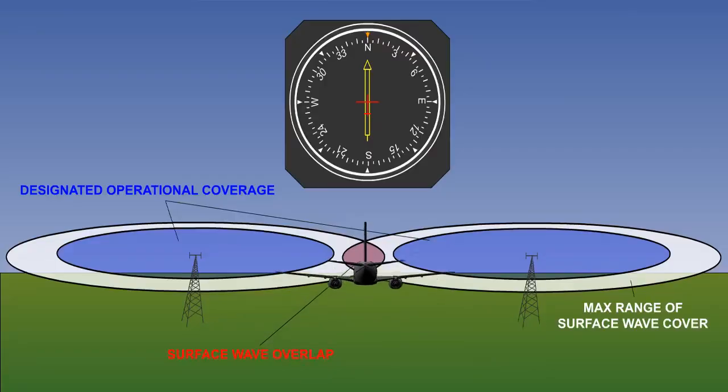Station interference occurs when two NDB signals overlap. To avoid this, station locations and frequencies are carefully chosen to ensure a daytime level of bearing accuracy, known as the Designated Operational Coverage, DOC. However, at night, NDBs far away may produce interfering sky waves.